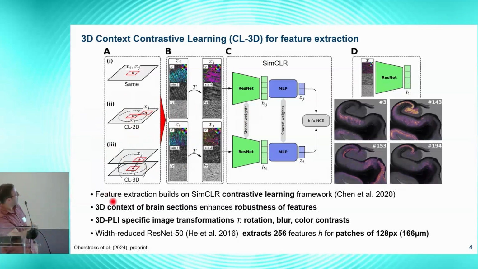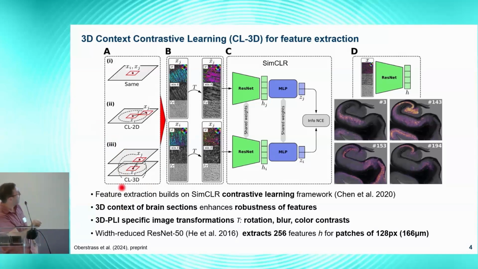But later on, he also introduced an approach, which we report on here, which is called CL3D, where we use neighboring sections and compare patches from neighboring sections as positive pairs if they are close by. And this is much more powerful because, as you can see, if we have a registered stack of histological sections, these patches are much closer to each other, so the information is actually better for contrastive learning.